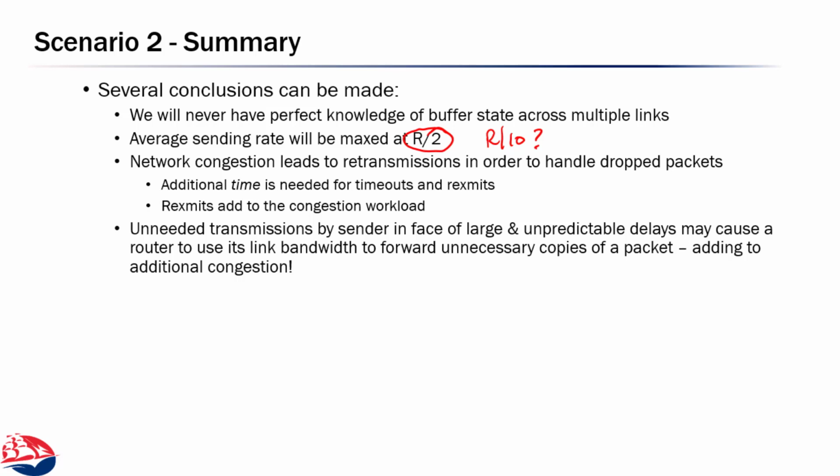Retransmissions, though, can add to the congestion workload of an already overloaded router or link. The way that we deal with that in the network world is we'll just have multiple routers with multiple links to different paths to get to the same destination, basically. Unneeded transmissions by the sender in the face of large and unpredictable delays can cause the router to use its link bandwidth to forward even more unnecessary copies of data, and that can just add to additional congestion and slow everything down.